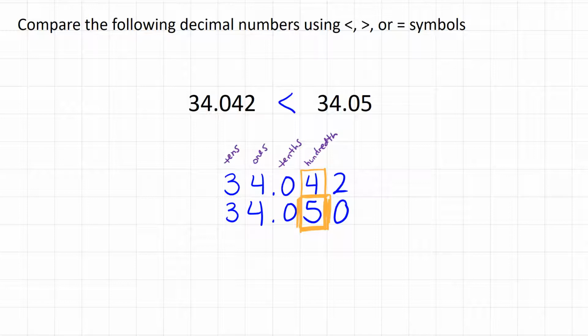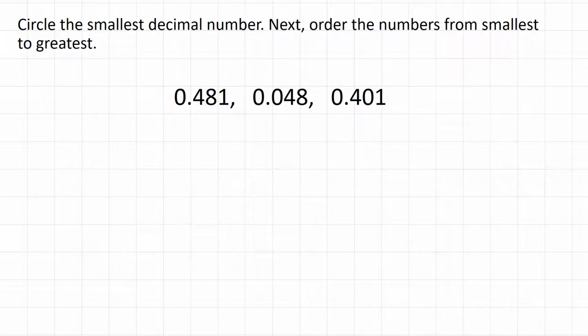So once again, lining them up, adding the extra 0, and then starting from the left and working my way to the right, I figured out which number was bigger. Easy peasy, hey? Okay, one more example. In the next example, we're going to be ordering 3 decimal numbers.